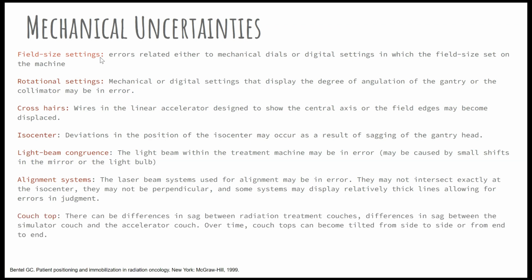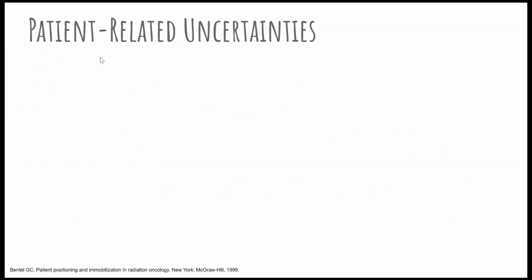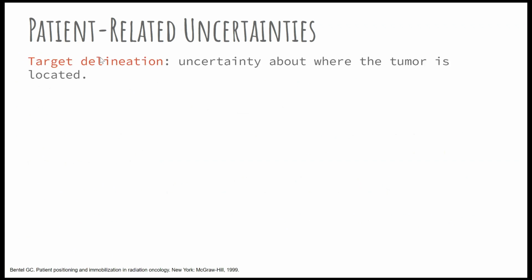Then there might be a difference in the sag of the couches. The couch might sag over time. There might be a difference in the couch sag of the simulator and the machine. There might be error in making of the beam shaping blocks or the collimator alignments or the alignment of the multi-leaf collimators. There can be patient related uncertainties like in the target delineation. No matter how much we image or examine the patient, there might be some uncertainty somewhere in our delineation.